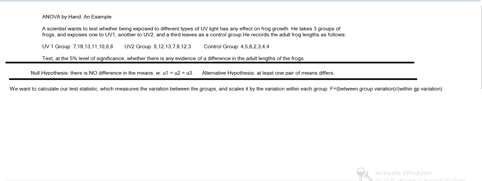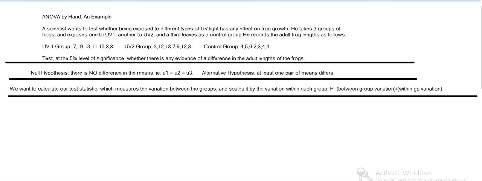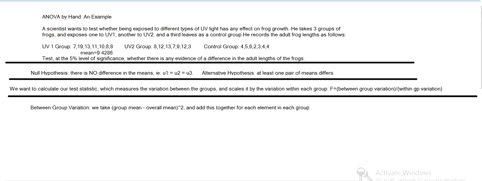We're looking at the variance across the groups, so between the first and second, first and third, second and third, and so forth. We're going to take the between group variation, but then scale that by how much variation there is inside each group. For the between group variation, we'll take the group mean minus the overall mean, square it, and add together.